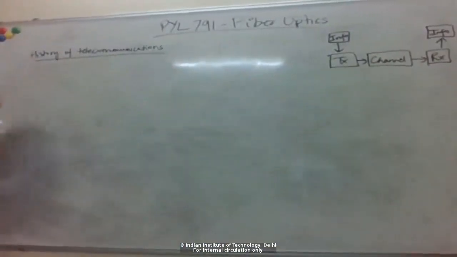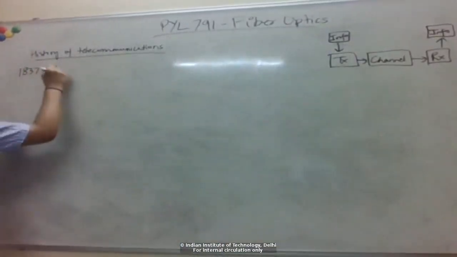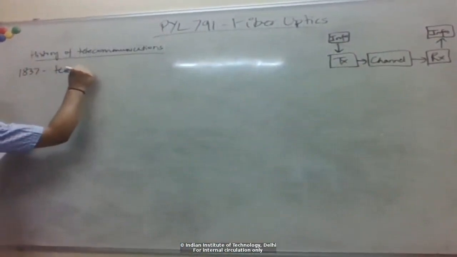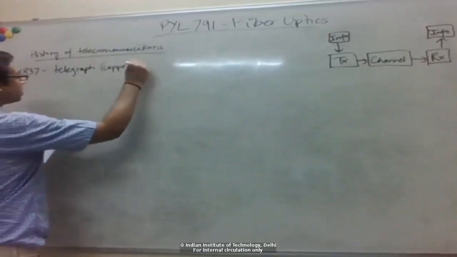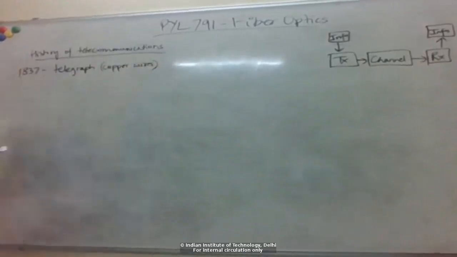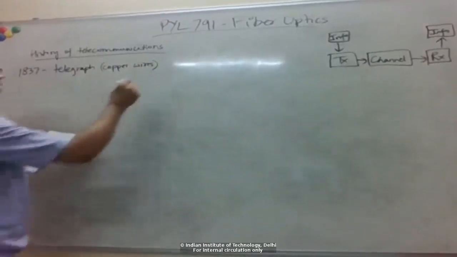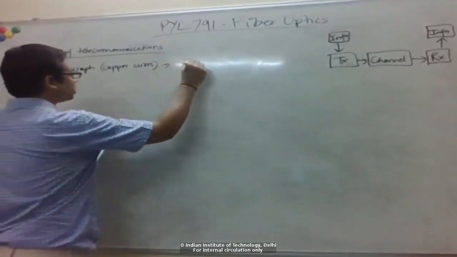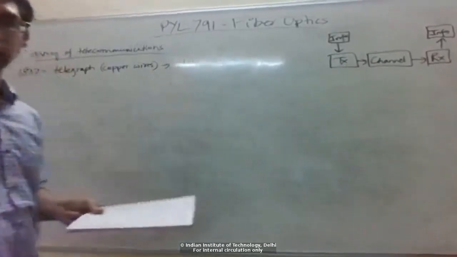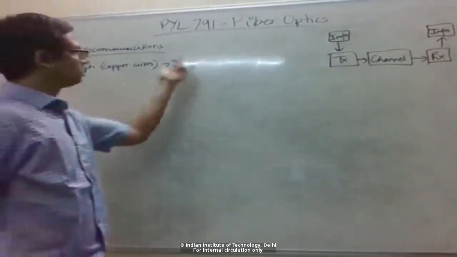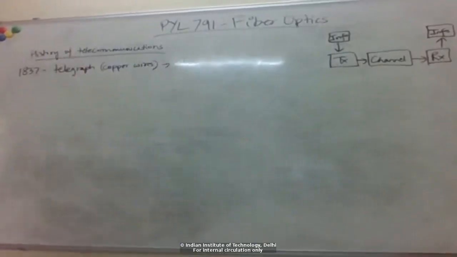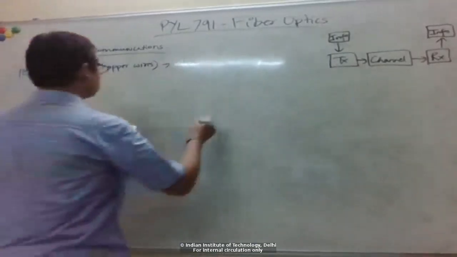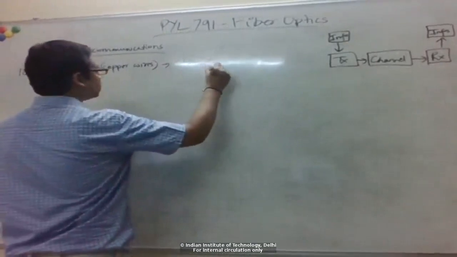If you go way back to 1837, the telegraph was invented. We use copper wires to transmit electric current, and because you had to switch the current on and off, many times manually, the speed was very limited, like kilohertz at times. About 100 bits per second is the rate you have, so very slow. It was invented by a person called Morse.